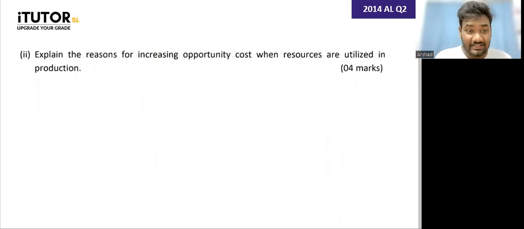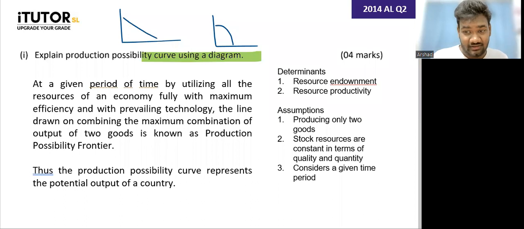We can write examples. Examples like what? For increasing and constant opportunity cost. Maybe you don't have to go into that detail because they're not asking that much. They're just asking you to explain the production possibility curve using a diagram. So you don't have to go into that detail and talk about examples of this and even the reasons for increasing and constant. I feel it's not needed.